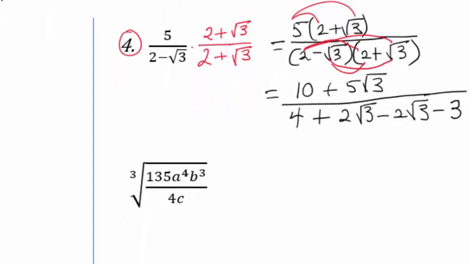Then we see that these middle two terms really cancel each other out, which is why using that conjugate binomial was helpful, as we now end up with a rational number in the denominator, as 4 minus 3 is just 1. So altogether, this expression simplifies to 10 plus 5 square root of 3.